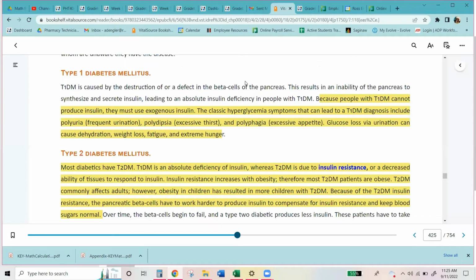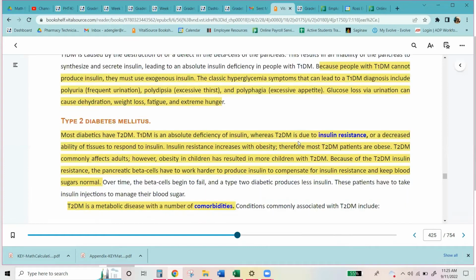The classic hyperglycemia symptoms that can lead to this diagnosis include frequent urination, excessive thirst, excessive appetite, and glucose loss via urination can cause dehydration, weight loss, fatigue, and extreme hunger.